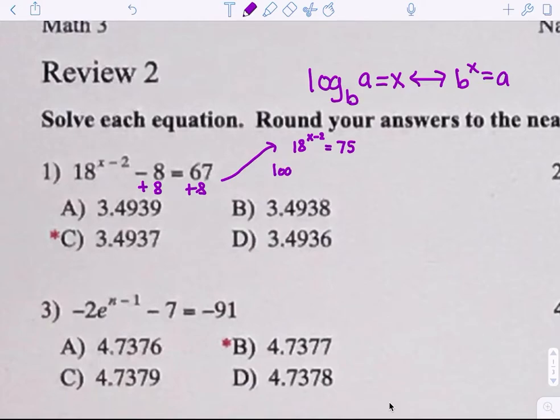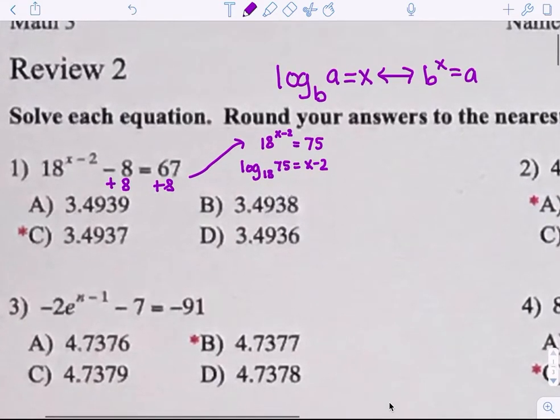Log base of 18, 75 is equal to x minus 2. And then we add 2 to both sides, and we have log base 18 of 75 plus 2 is equal to x. We are going to make this into calculator ready form.